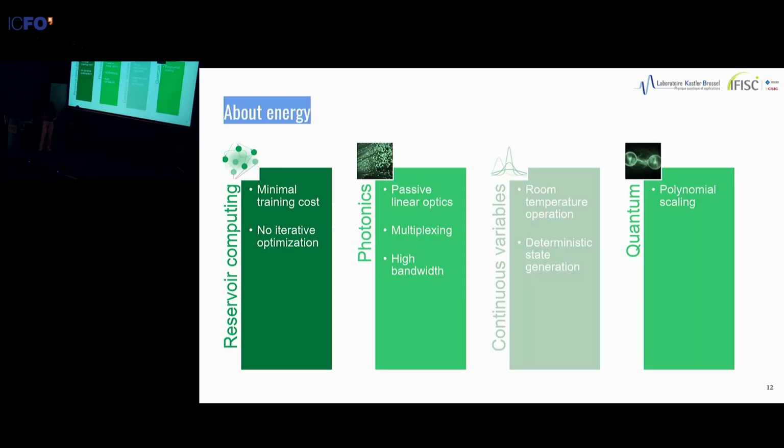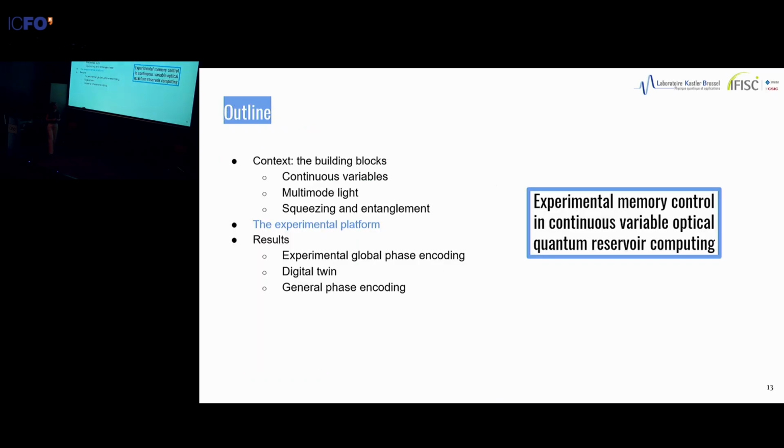So just to have a recap about the energy: minimal training cost and no iterative optimization, thank God. And then, since I'm working with photonics, I can have passive linear optics, multiplexing using a lot of frequency bands, high bandwidth, room temperature operation, and produce my states deterministically. Also, spoiler for the end, since we're quantum, I will have a polynomial scaling of the performance of the reservoir. So let's go to the experimental platform now.